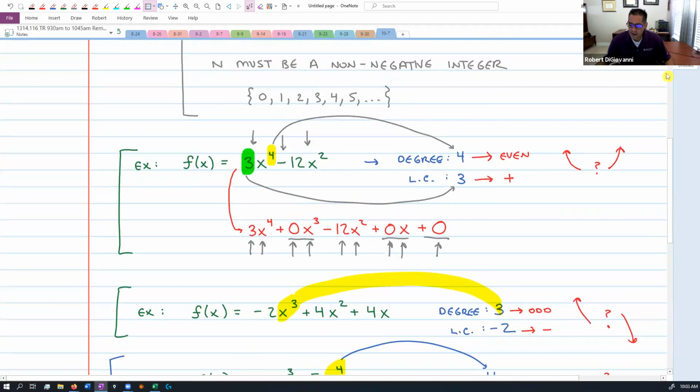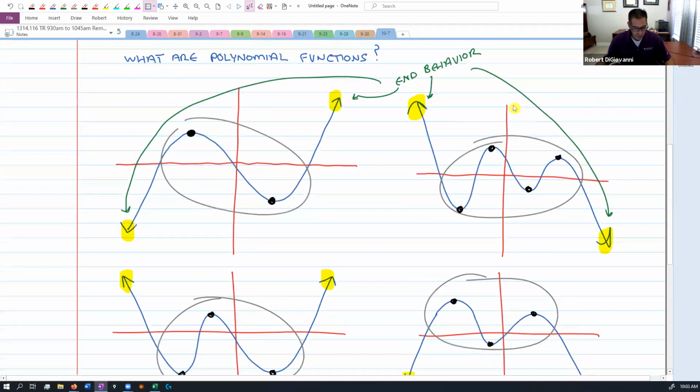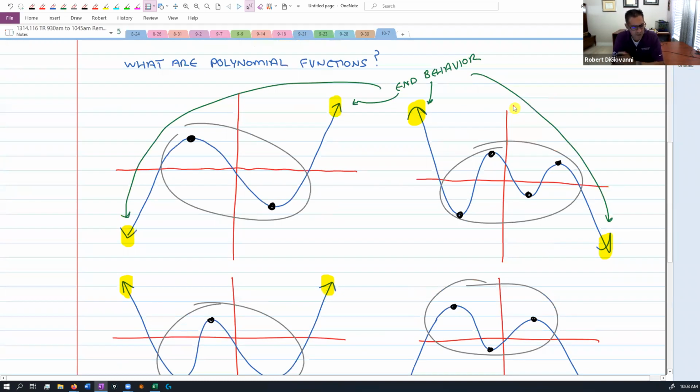So now let's go back and take a look at these graphs. And let's notice something about these graphs. They have on them these points where the graph would cross the x-axis or touch the x-axis, right? We call those x-intercepts, don't we? All of these graphs have x-intercepts.